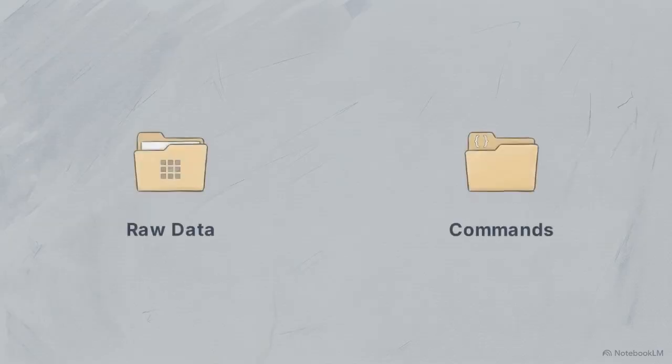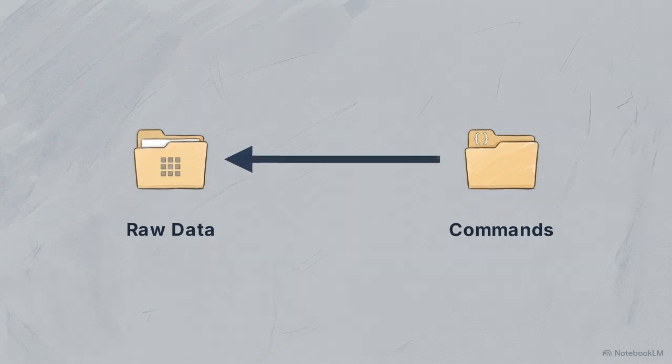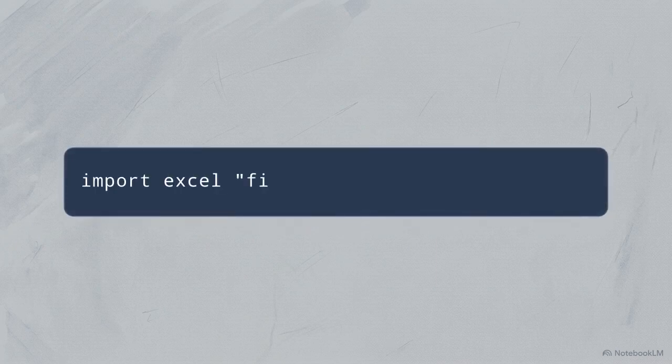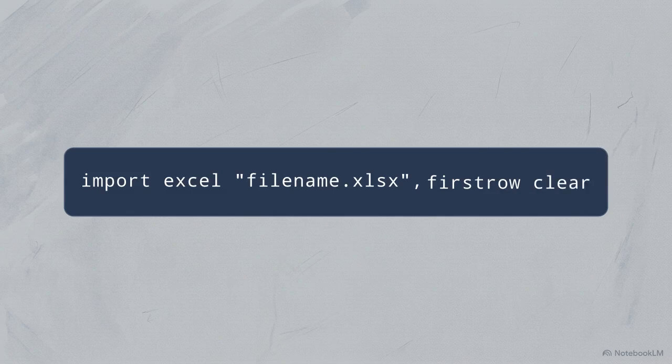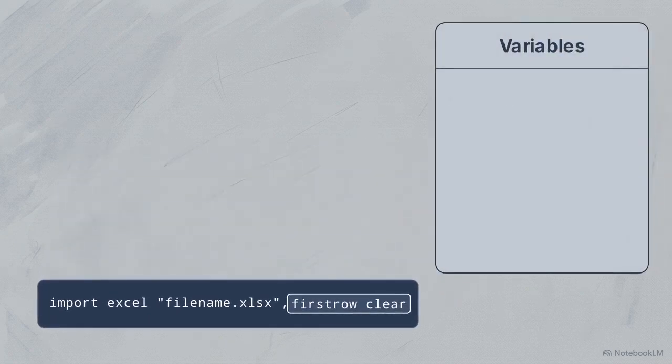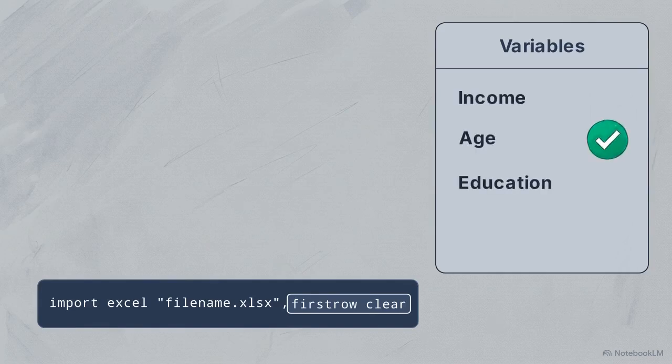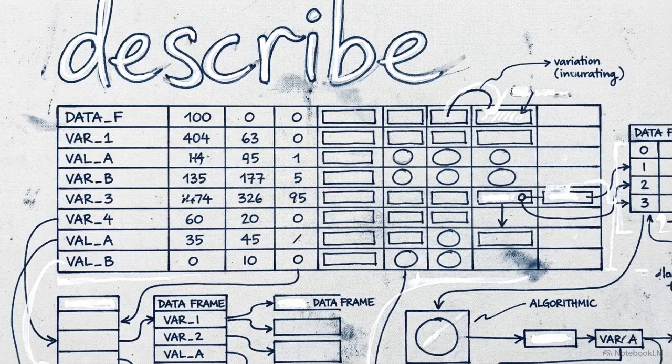Before you can automate a single task, you need to know exactly where your data lives and where your commands are recorded. To import an Excel file, type Import Excel, the file name in quotes, followed by first row clear. This instruction is vital. It tells Stata your spreadsheet's first line contains variable names, ensuring it doesn't treat your headers as actual data points. Once loaded, we run a health check.